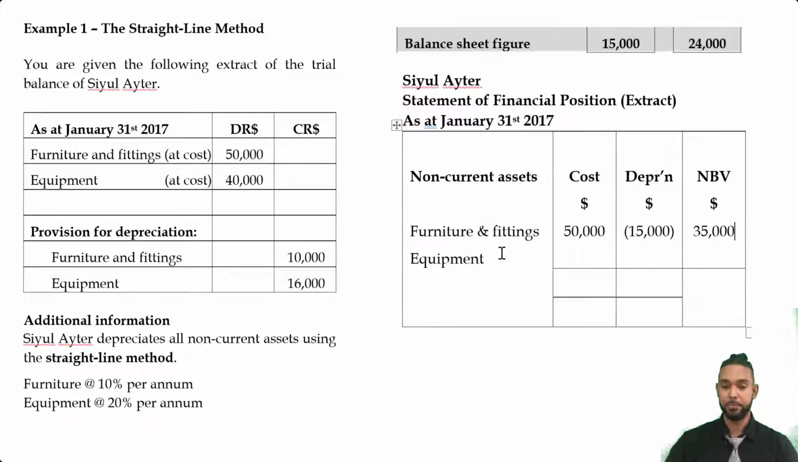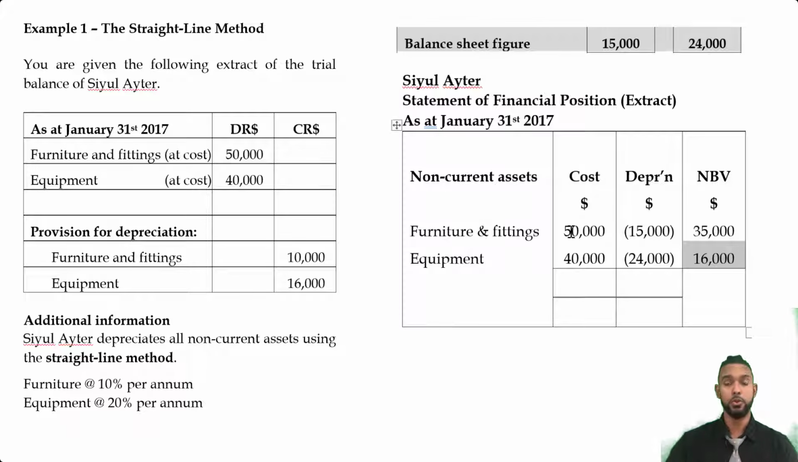Now let's repeat for the equipment. The cost of the equipment I'm seeing here is 40,000, so we're going to put that here. Equipment 40,000, nice. What is the depreciation on the equipment for the balance sheet? $24,000, so we're going to put that there. And 40 minus 24, cost minus the depreciation, gives us $16,000, which is the net book value of the equipment.